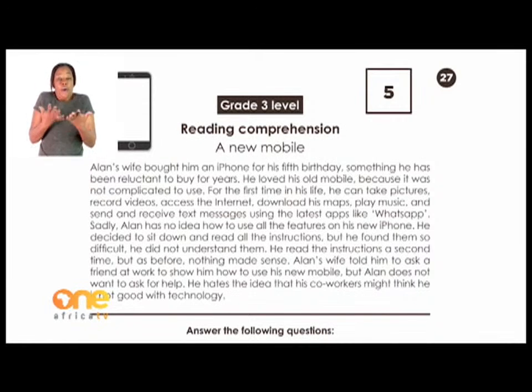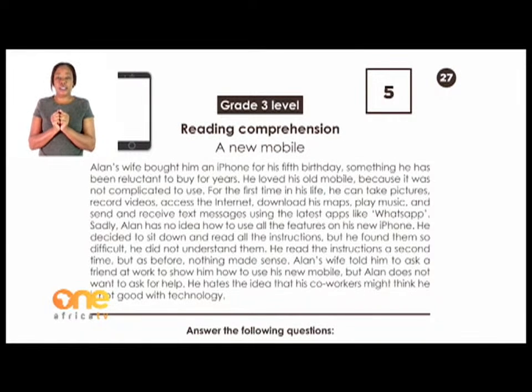He decided to sit down and read all the instructions, but he found them so difficult. He did not understand them. He read the instructions a second time, but as before, nothing made sense. Alan's wife told him to ask a friend at work to show him how to use his new mobile, but Alan does not want to ask for help. He hates the idea that his co-workers might think he is not good with technology.